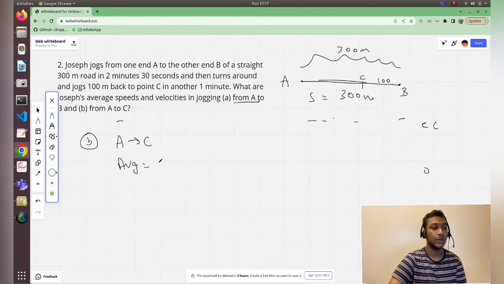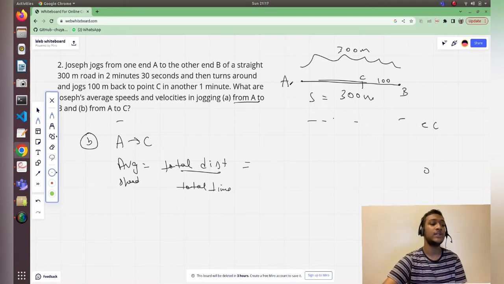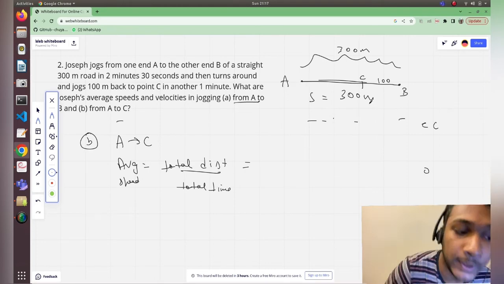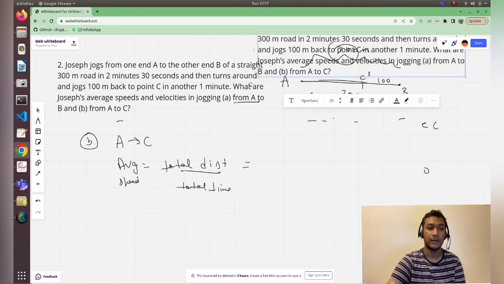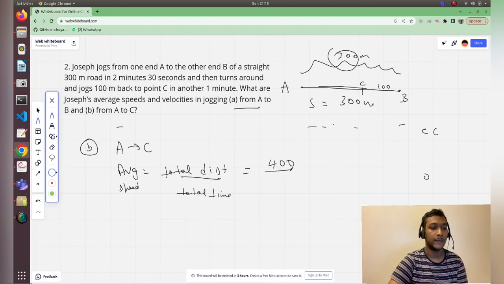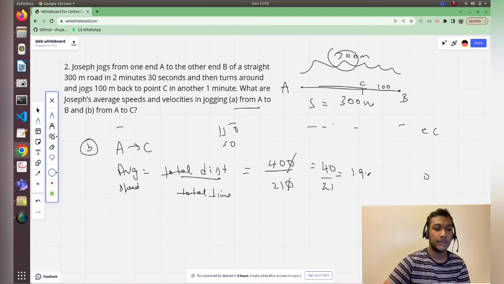Average speed is equal to total distance by total time, right? When the person is traveling from A to C, he first traveled from A to B and then from B to C, which is 300 plus 100, which is 400. So 400 divided by total time taken, which was 2 minutes and 30 seconds, which is 120 plus 30, 150, 150 plus 60, which is 210 seconds, right? So the 0 gets cancelled and we have 40 by 21, equal to 1.9 meters per second.